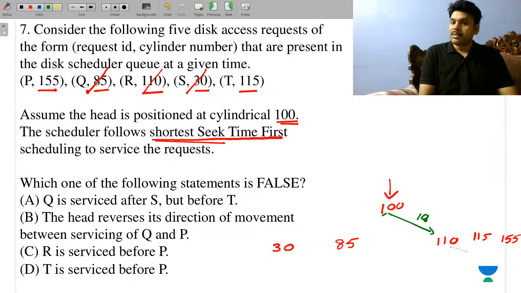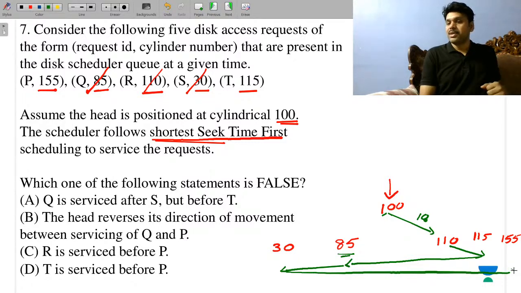So after that, this is shorter to us. From 115 to 155, it is a 40, and 115 to 85, it is 30. So we are going to satisfy this, then after that we are going to satisfy this. At last, we are going to satisfy the 155th one.